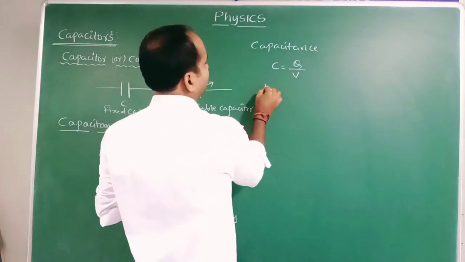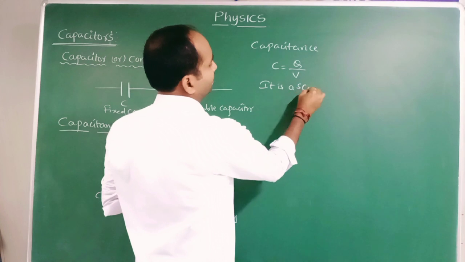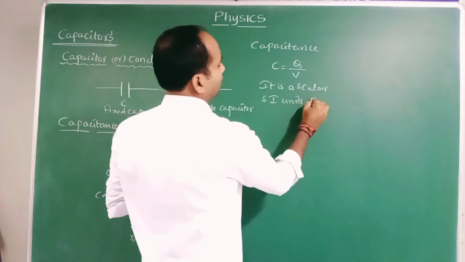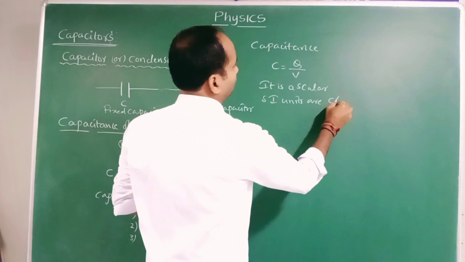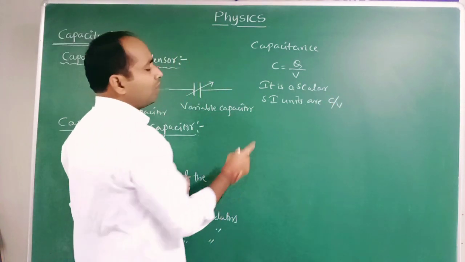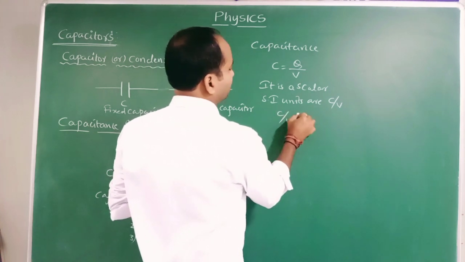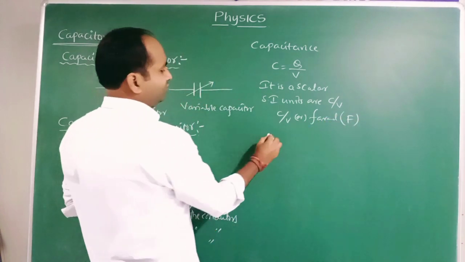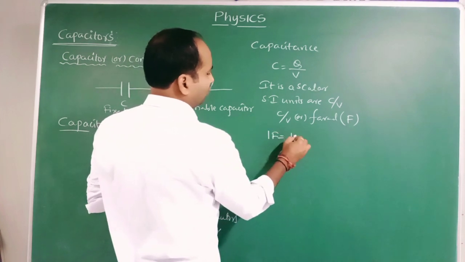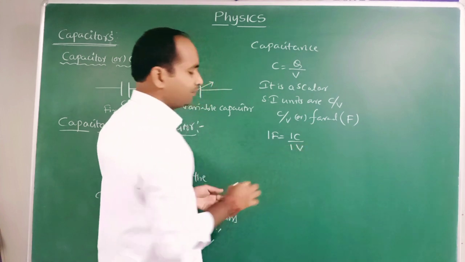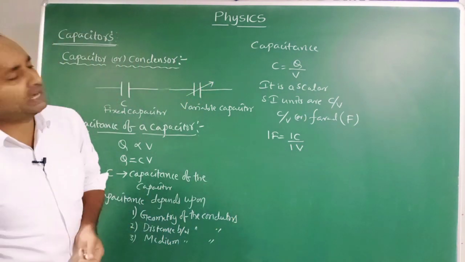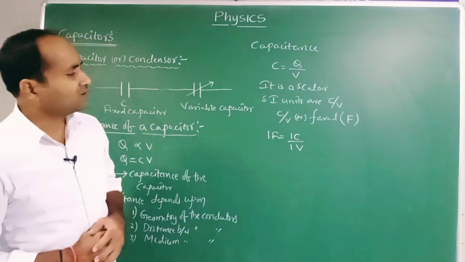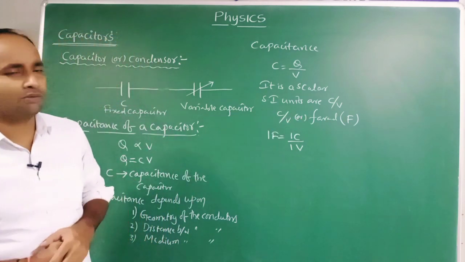Capacitance is a scalar quantity. The SI unit of capacitance is coulomb per volt, or Farad, named after the scientist and denoted by capital F. That is, 1 Farad is numerically equal to 1 coulomb of charge per 1 volt. 1 coulomb per volt is equal to 1 Farad.